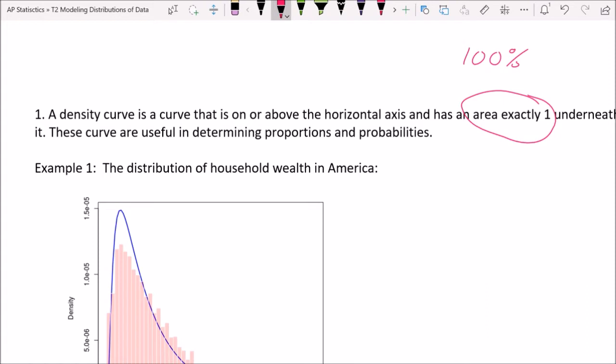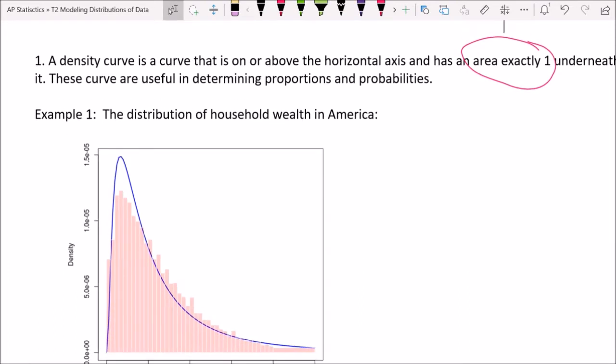The reason it's above the axis is because it represents probability, and we know there's no such thing as a negative probability. An example of a density curve is right here, the distribution of household wealth in America. If we filled in this entire area, it would need to come out to be 1.